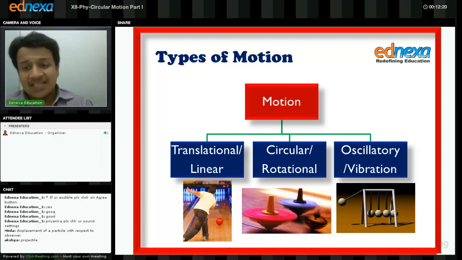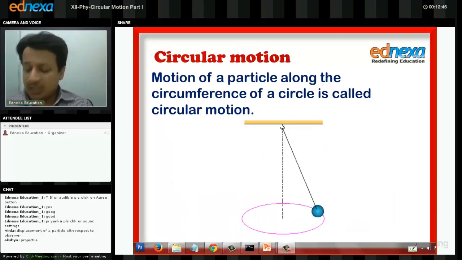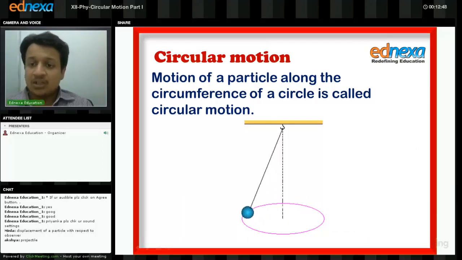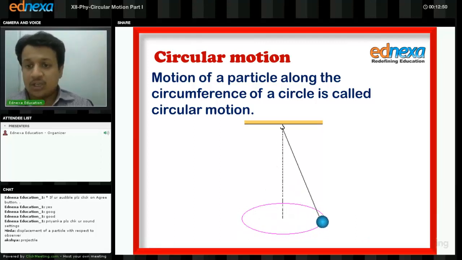But now, as I said, we are interested in circular motion in this chapter. Then we are going to discuss rotational motion in the third chapter of 12th standard, and oscillatory motion or vibrational motion we are going to discuss in the fourth chapter. But first, initially, we are going to concentrate on circular motion. So obviously, you will ask: what is circular motion?